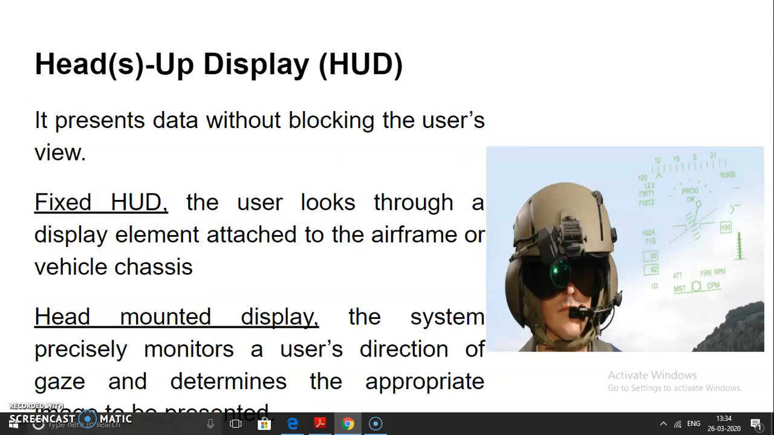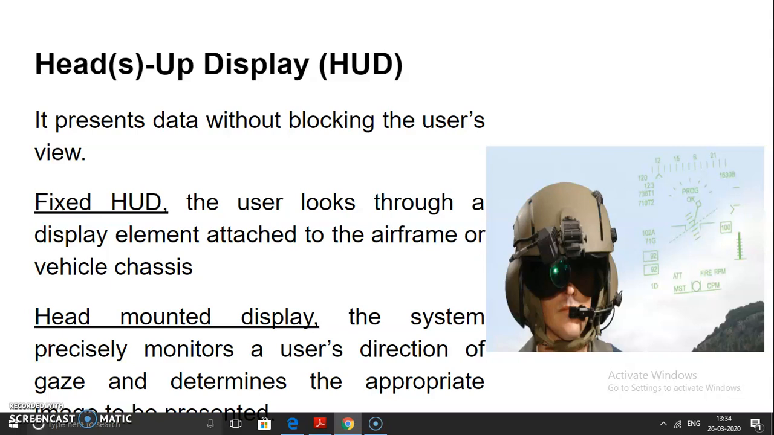Next, we will check some unique examples of wearable computing. First example is head-up display. There are two types of head-up display. First one is fixed head-up display, and second one is head-mounted display. In the fixed head-up display, this display element can be part of the airframe or can be part of the vehicle chassis. As I said, in the second case, it can be part of the vehicle chassis. It means this kind of devices are available in smart cars.